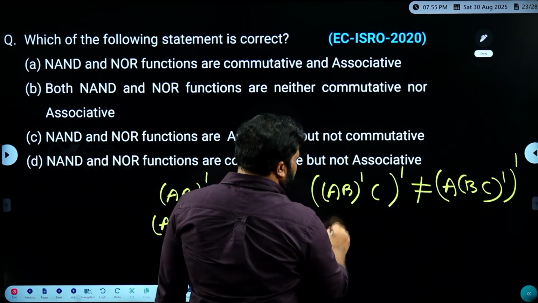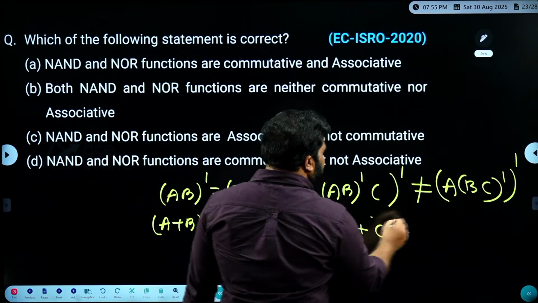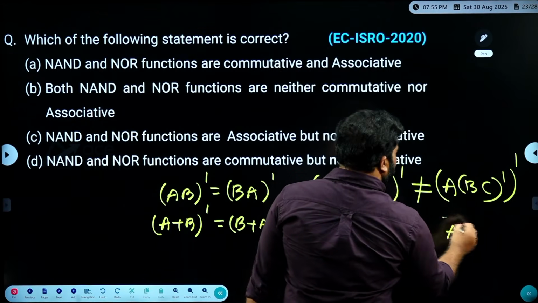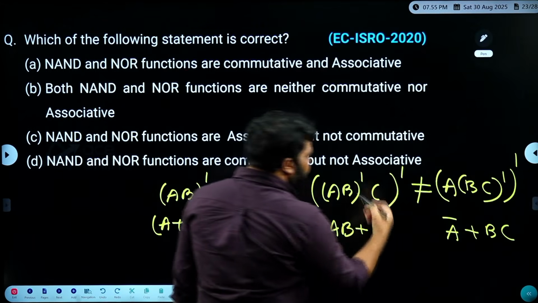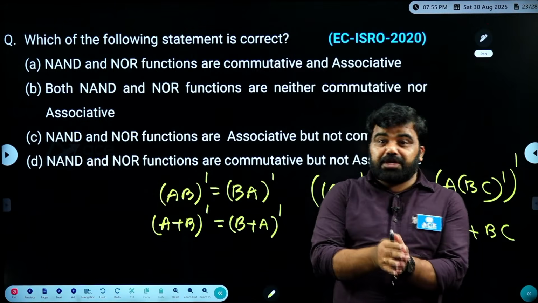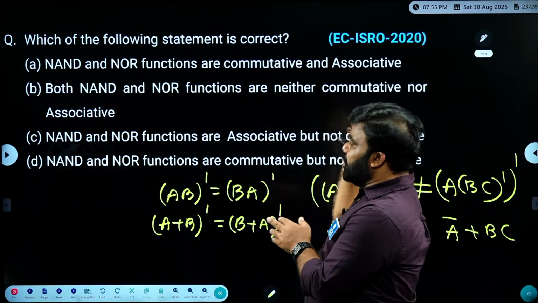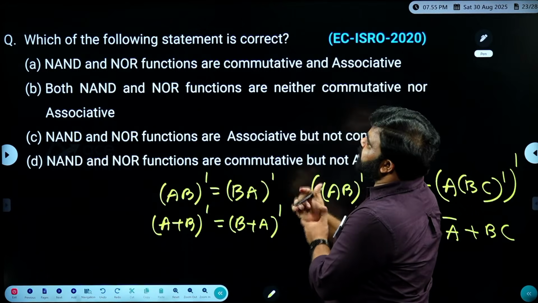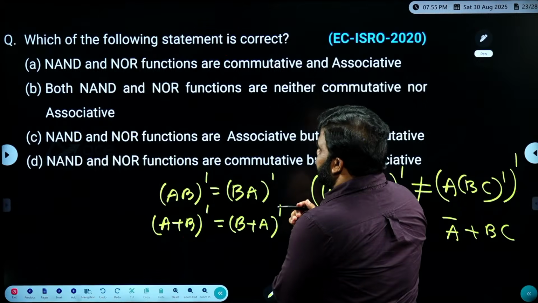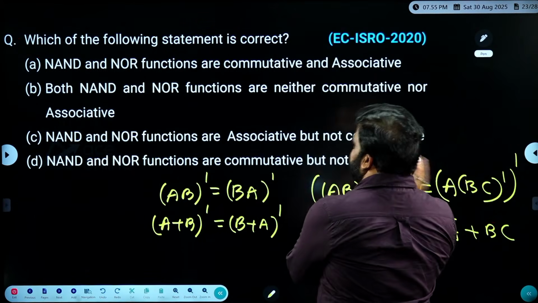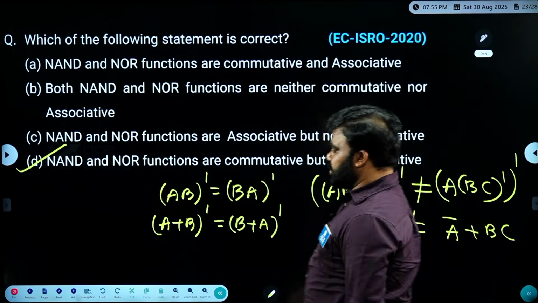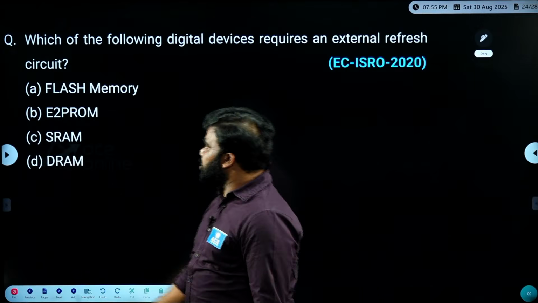Here we are getting AB plus C bar, and here we are getting A bar plus BC. These two cannot be equal. So the associative property is not satisfied by NAND and NOR. These two are satisfying commutative. So the correct option here is that NAND and NOR functions are commutative but not associative. The answer is D for this question. So let us see the next question.